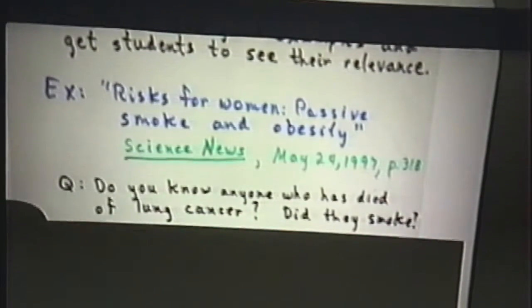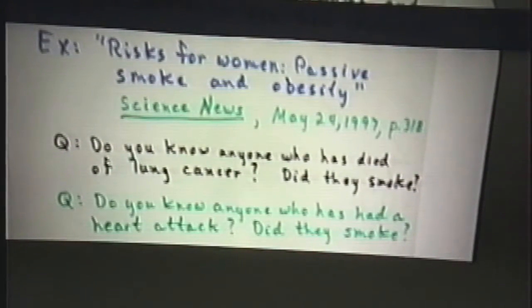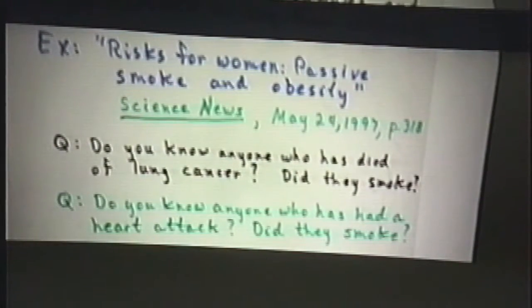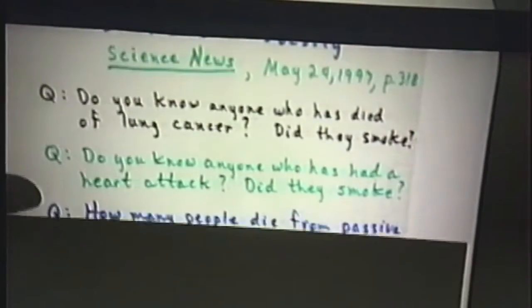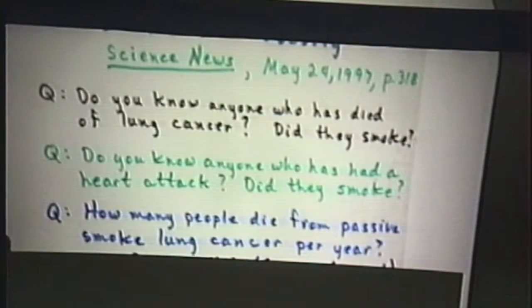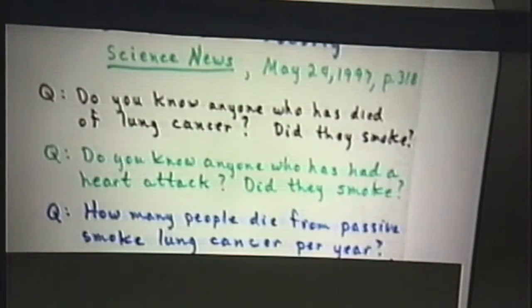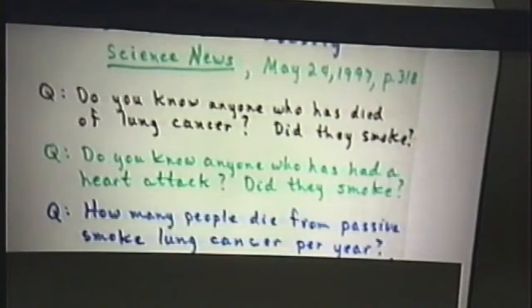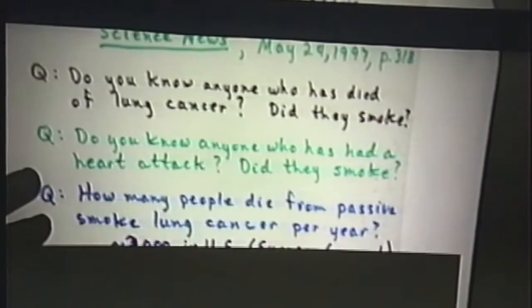Okay. Now, do you know anyone who's had a heart attack? Yes? Did they smoke? Some did, some didn't, okay? Here's a question. How many people do you think die from lung cancer due to passive smoke per year? What do you think an estimate would be in the United States? I'll tell you but I got you to think about it, okay? The answer is, according to the Surgeon General, about 3,000.